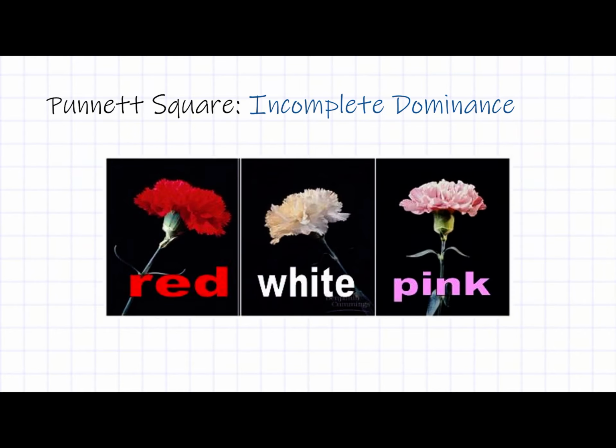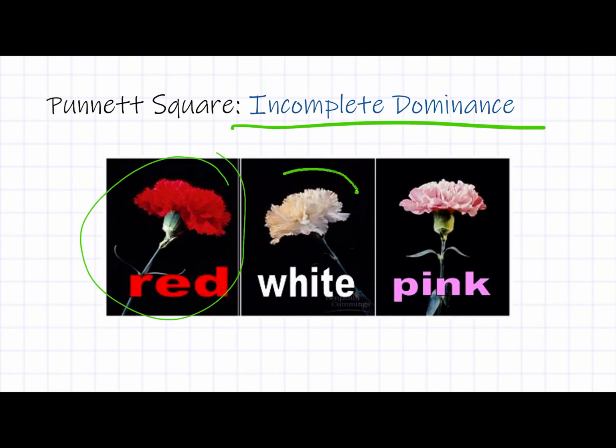So just when you think you're getting the hang of this, I'm going to throw a wrench in here and introduce you to incomplete dominance. So this is an intermediate phenotype, so what we see is in between the dominant and recessive genes. So when you have homozygous dominant, you see red. When you are homozygous recessive, you see white. And if you are heterozygous, you're neither red nor white, you're pink.